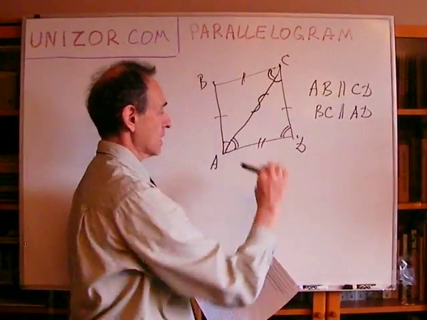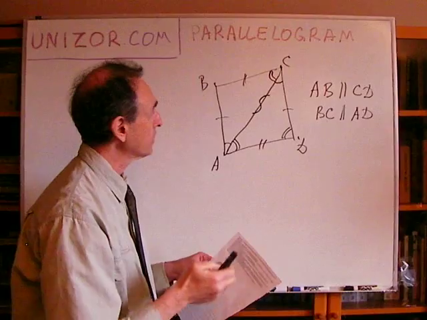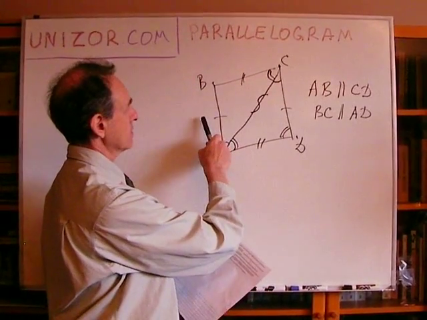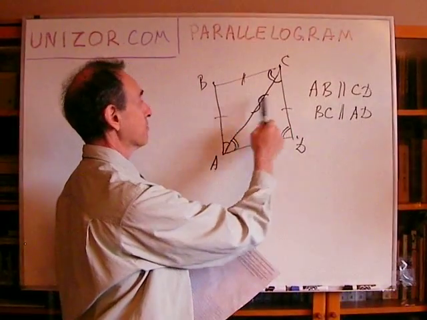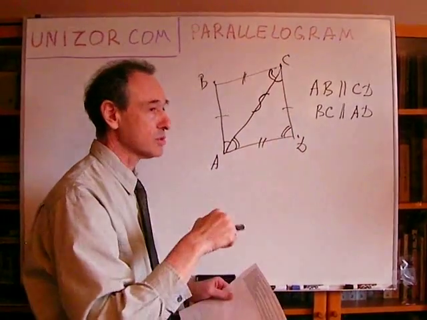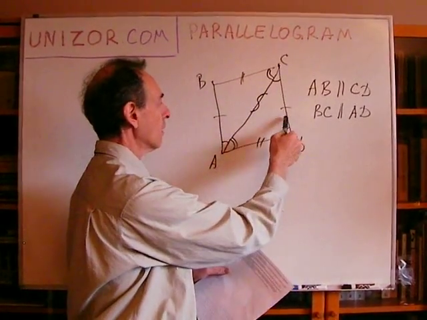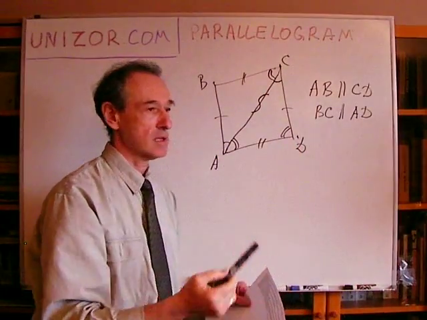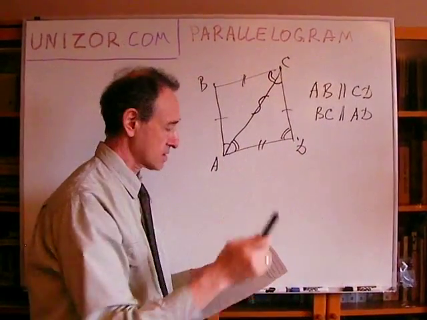Same thing with these guys. So basically what we are saying is that not only if it's a parallelogram, then opposite sides are congruent, but also if opposite sides are congruent, then this is parallelogram, at least for a convex case.